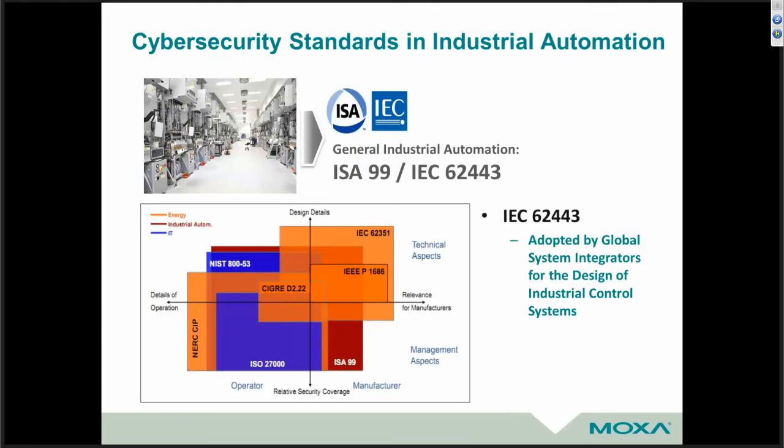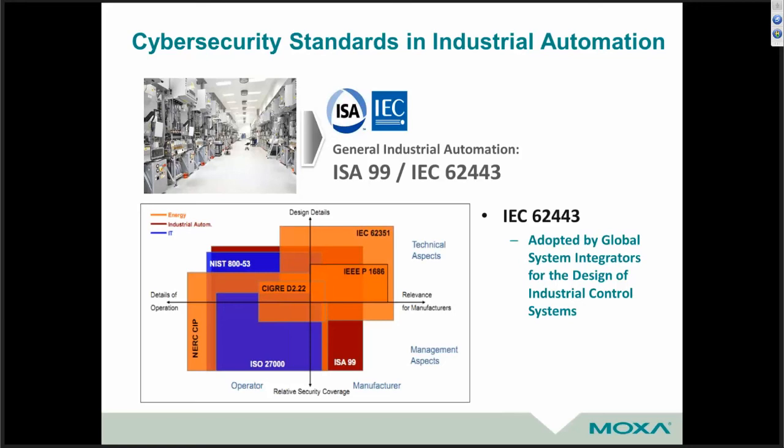So if we look at some of these standards there are in the automation field, we see that there are many. If you refer to the graph, you can see the different sectors and how they map in. So you see energy in orange, industrial automation in red, and IT-centric standards in blue. And you see how they relate to operator and details of operation on the left-hand side of the graph, and more the manufacture and management aspects that are more geared toward the manufacturer of a device on the right-hand side.